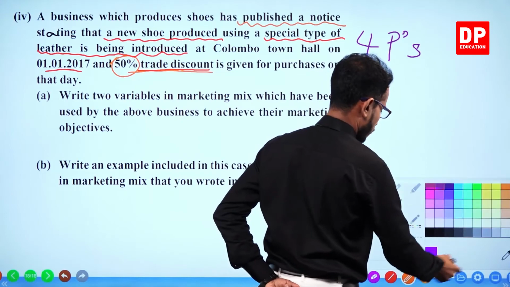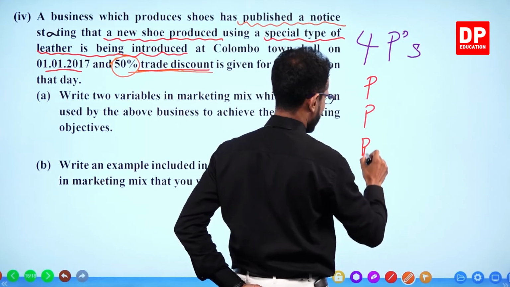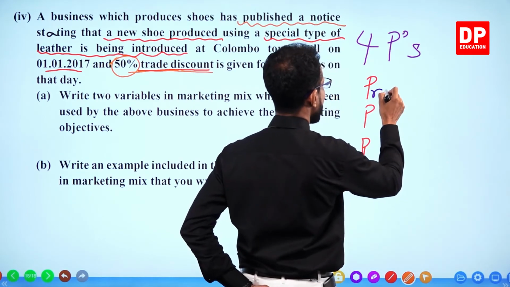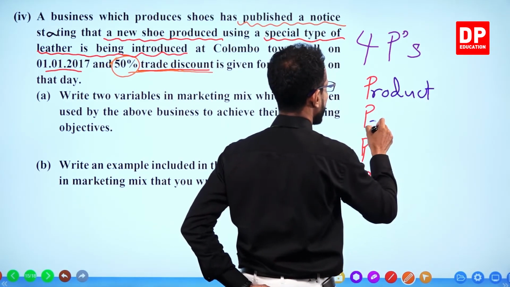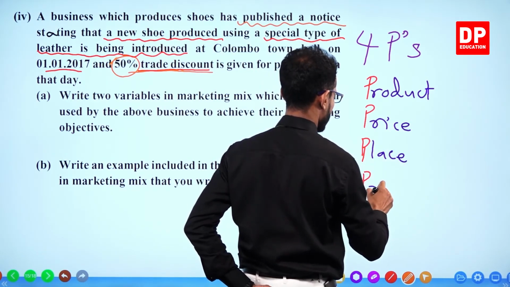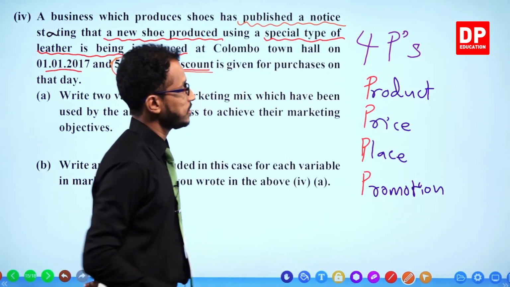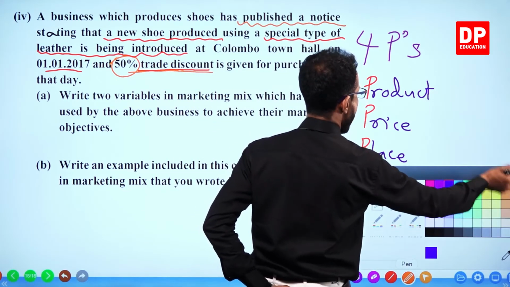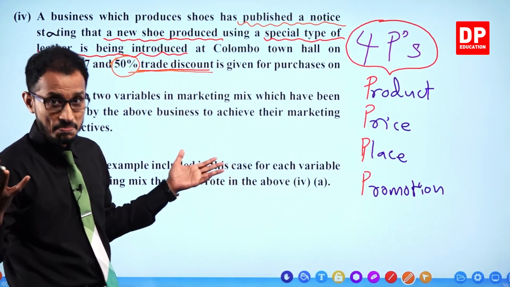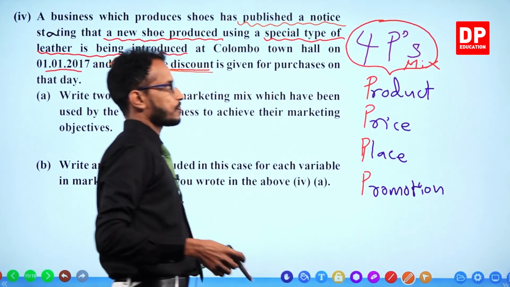4 P's of marketing: product, price, place, promotion. See? The 4 P's of marketing. This is named as the mix, the marketing mix. Okay.